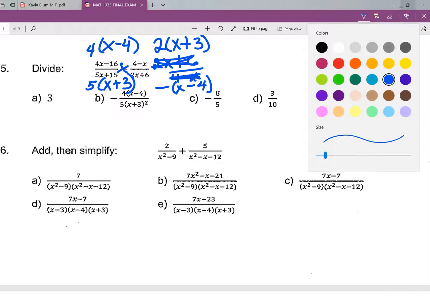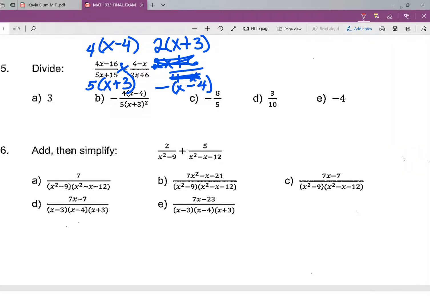So in this case, here's what's going to happen. This is going to cancel with this once you extract the negative. This is going to cancel with this. So for number 5, you'll notice that you'll end up with negative 8 over 5. You have 4 times 2 at the top, that's the 8. This is 5 times 1, so 5, and obviously the negative stays. So there's negative 8/5, and that should be your answer choice for that, which is answer choice C.